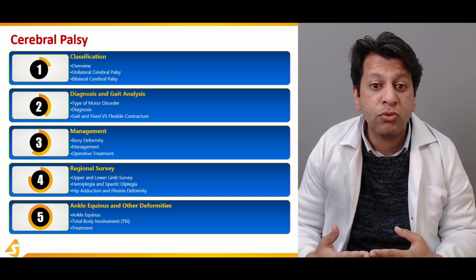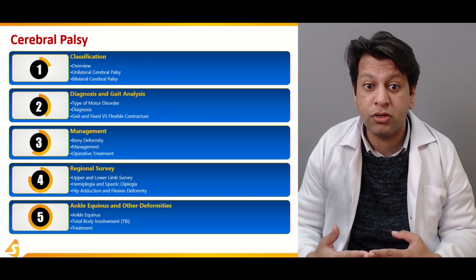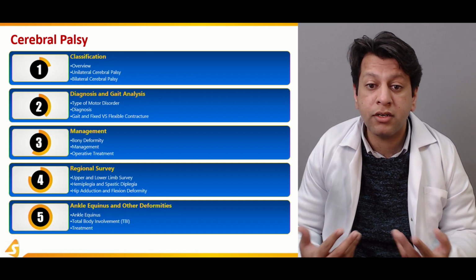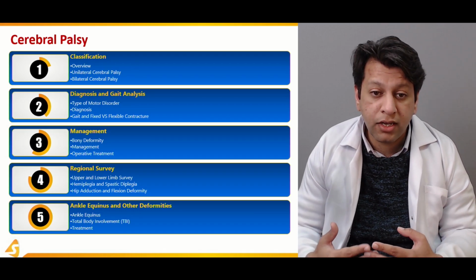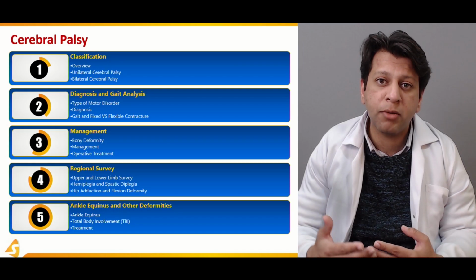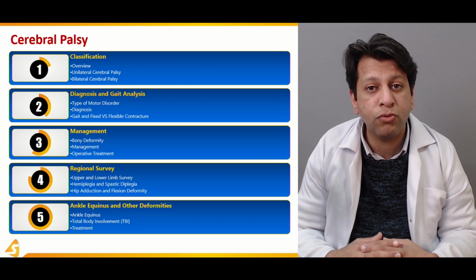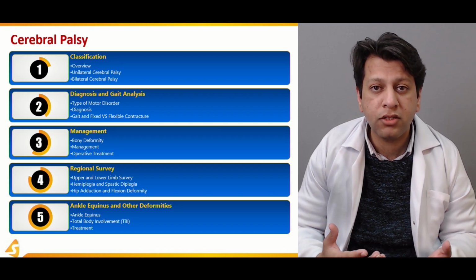We'll be briefly going through the different types of motor diseases associated with cerebral palsy and how it's diagnosed. We will be briefly discussing gait analysis and fixed versus flexible contractures. Then, once we've gone through the symptoms, we'll be moving on to its management. As you know, management includes history, examination, investigations, and then the treatment.